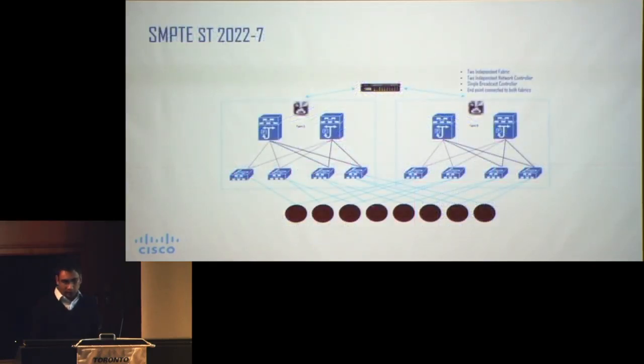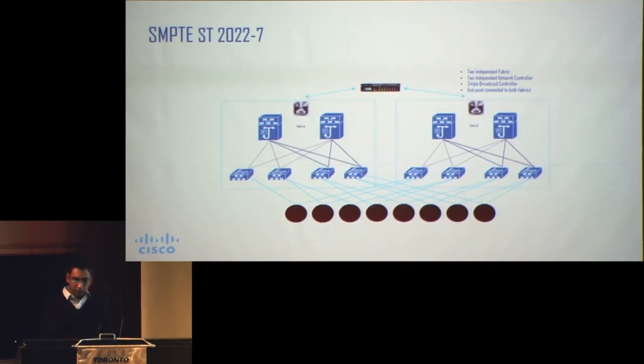So this is basically 2022-7. What it involves is having two different fabrics, Fabric A and Fabric B, and you'll have a broadcast controller which talks to both these fabrics. When you start a stream, it will actually flow. So it's active-active. Both the fabrics are active-active, and the stream will basically flow through Fabric A as well as Fabric B.